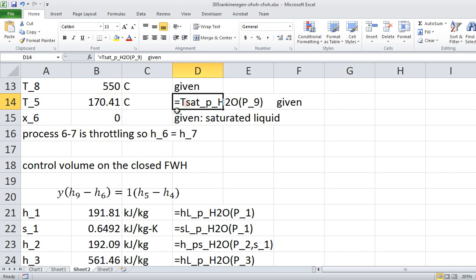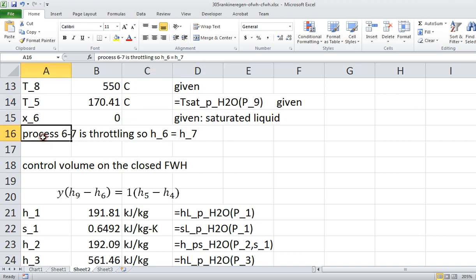And I've calculated that using the function, but this is just to look up in your tables to find the saturation temperature corresponding to the extraction pressure of 800 kPa. And then it was also given that state 6 was fully condensed coming out of the closed feed water heater. That extracted steam is fully condensed. So I've indicated that by showing X6 is equal to 0, but it just means it's saturated liquid.